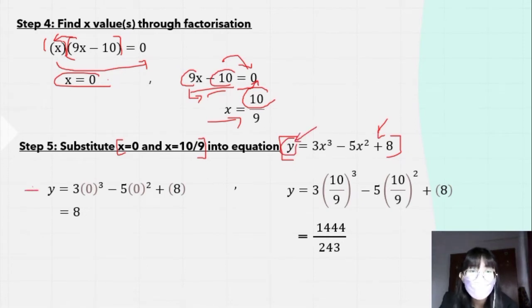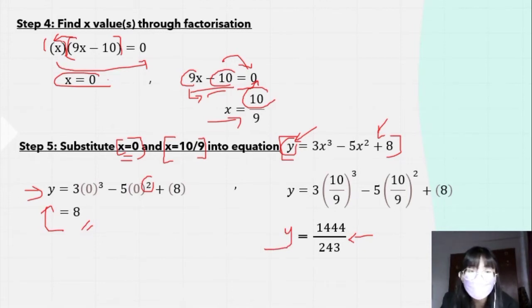First, we substitute x with the first x value, which is 0, so y equals 3 in bracket 0 to the power of 3 minus 5 in bracket 0 to the power of 2 plus 8, so we get 8 for the first y value. For the second y value, we substitute x with the second x value, which is x equals 10 over 9. So y equals 3 in bracket 10 over 9 to the power of 3 minus 5 in bracket 10 over 9 to the power of 2 plus 8. So we get y equals 1444 over 243.